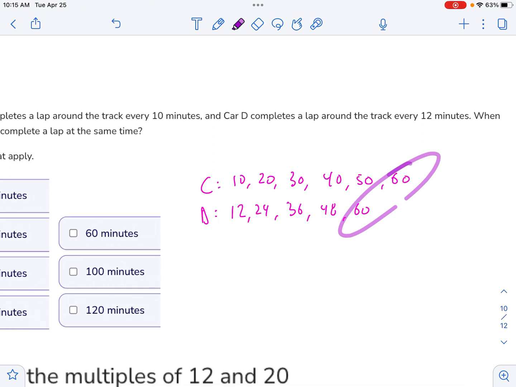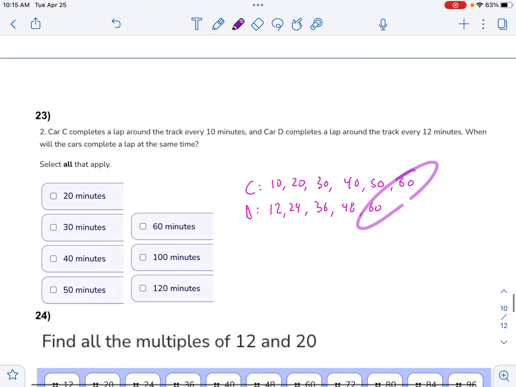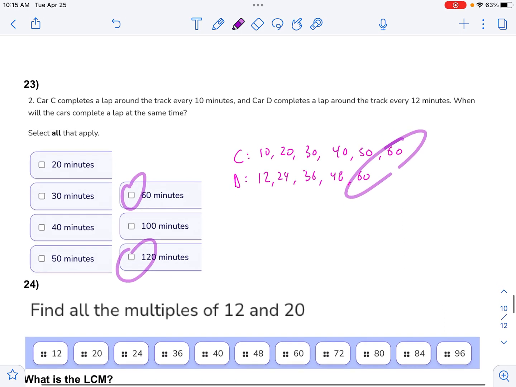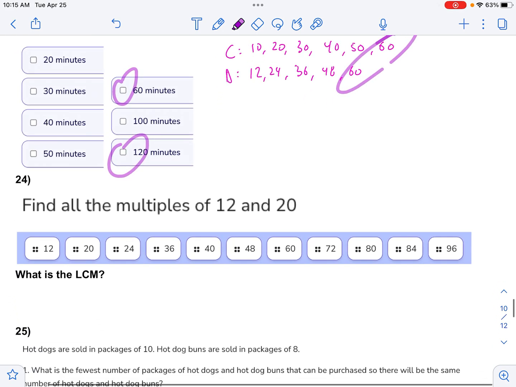So the first time cars D and C will match when they hit the finish line will be at 60 minutes. And if we know 60, we know 120, which is also on here. And then also 180, which is not one of the choices. So we're done. Good job.